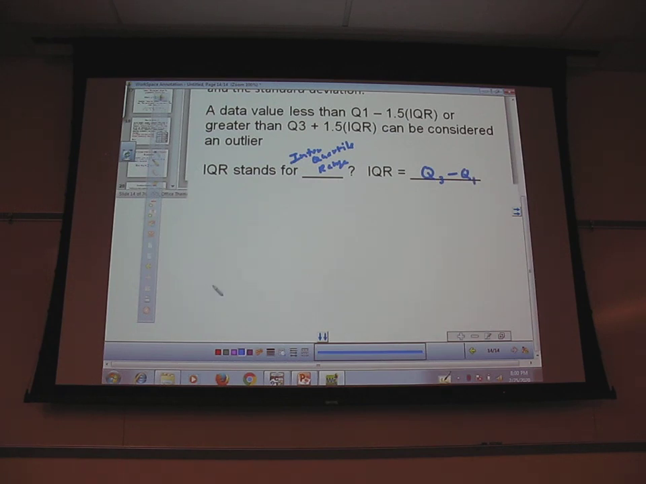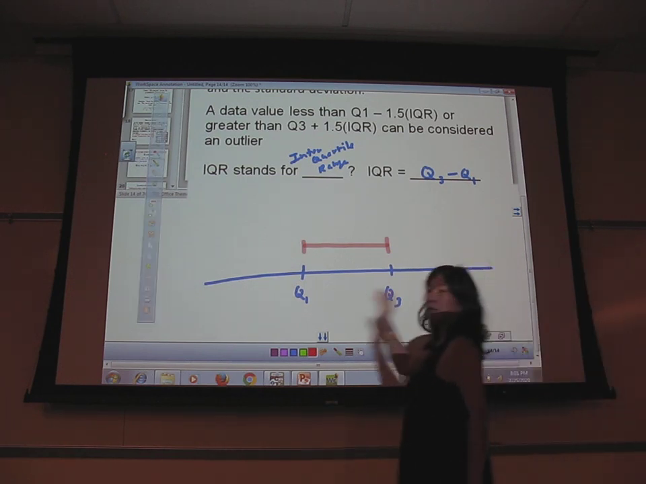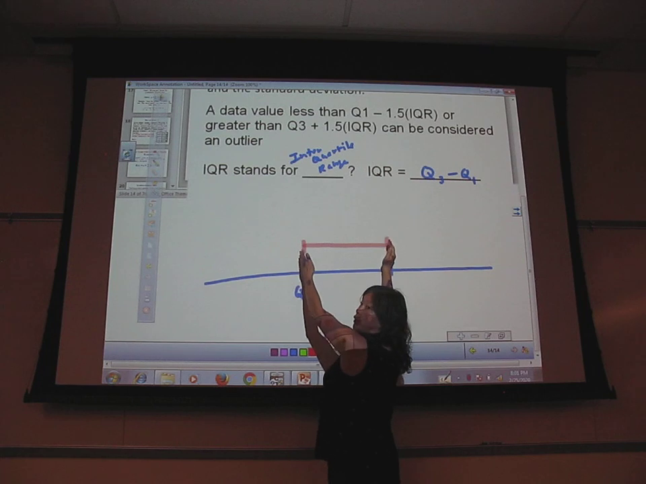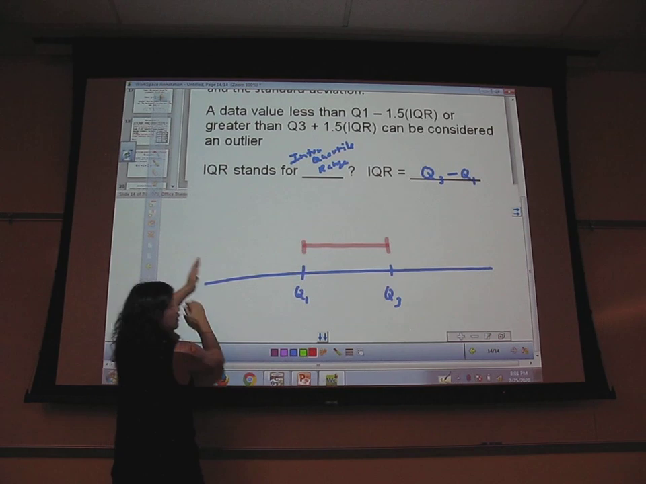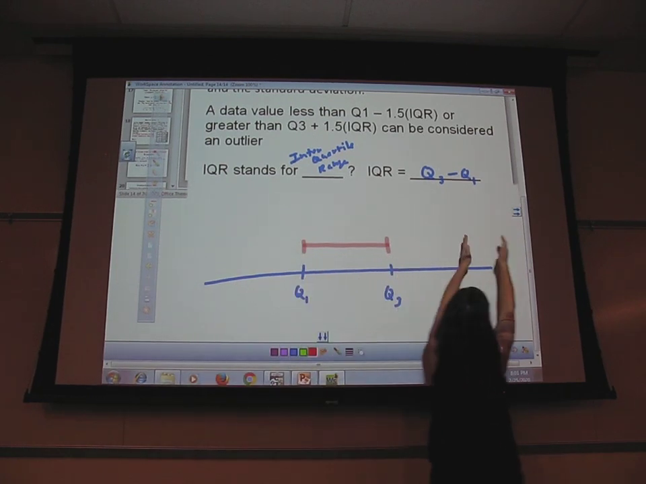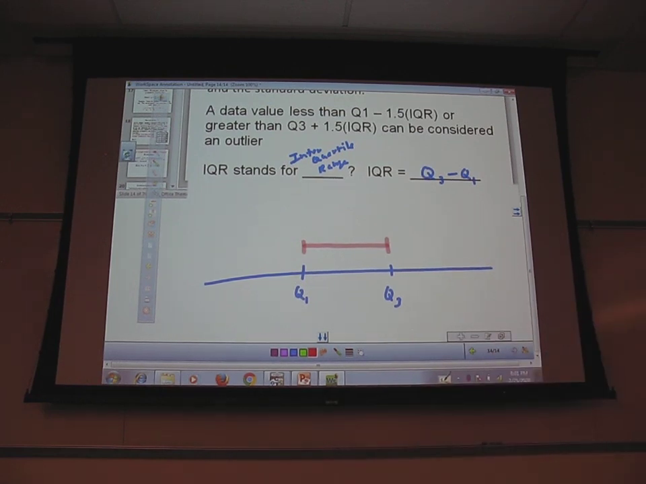So, what's an outlier? Okay, so here's my line. Here's where my Q1 is. Here's where my Q3 is. This space from here to here, that's my interquartile range. This is on a number line. This is my Q1, that's my Q3. This is my interquartile range. If I take this and go 1.5 this way, and I go from here 1.5 this way, then those are my boundaries for outliers.